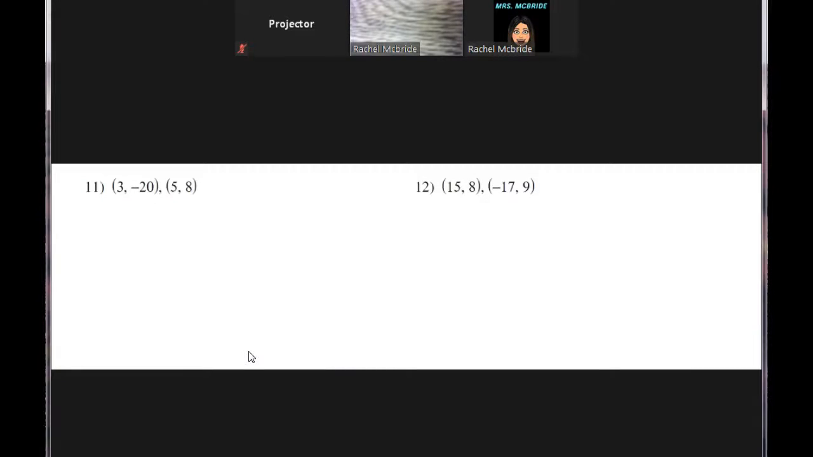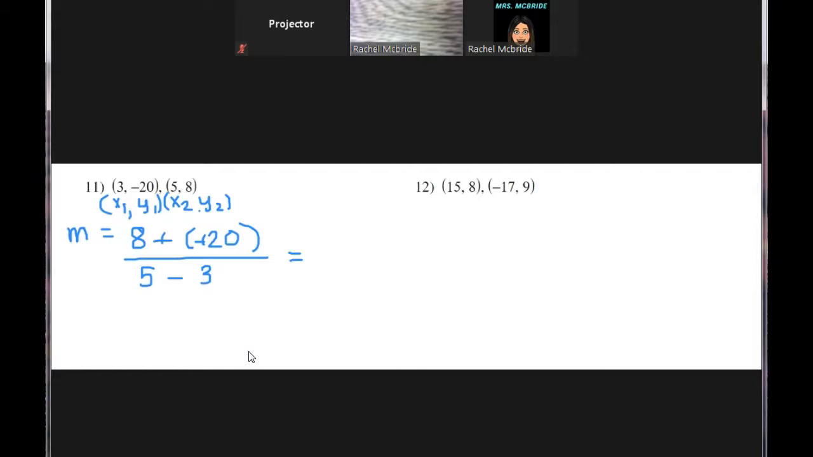So number 11, find that slope. So you have x1, y1, x2, y2. So we're going to do 8 minus a negative 20 over 5 minus 3. A minus turns to a positive. So you get 28 over 2, or 14.